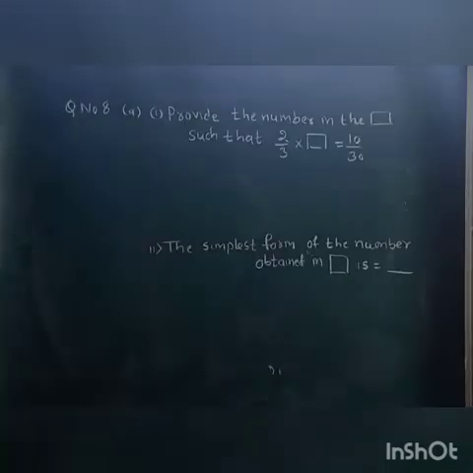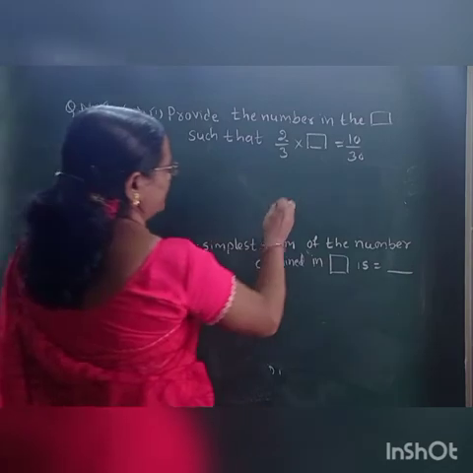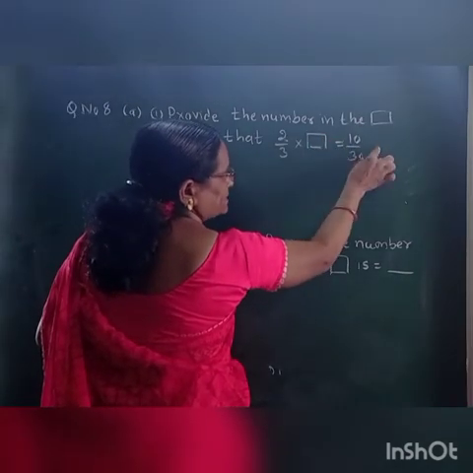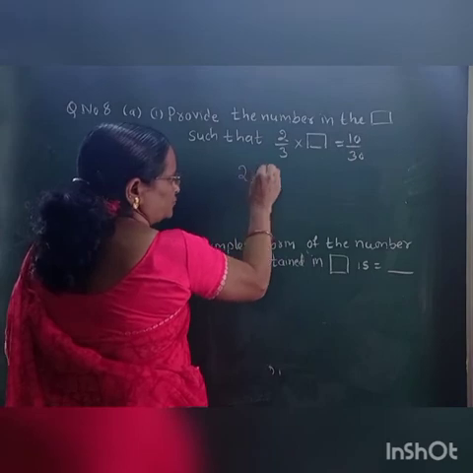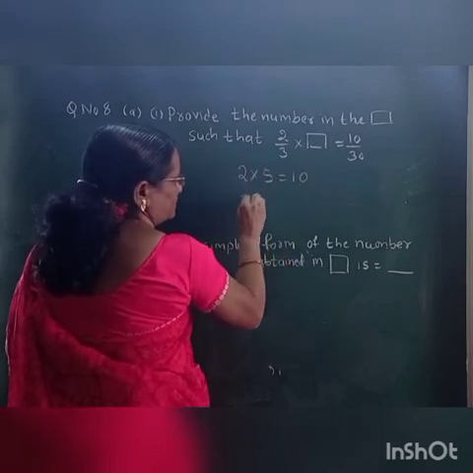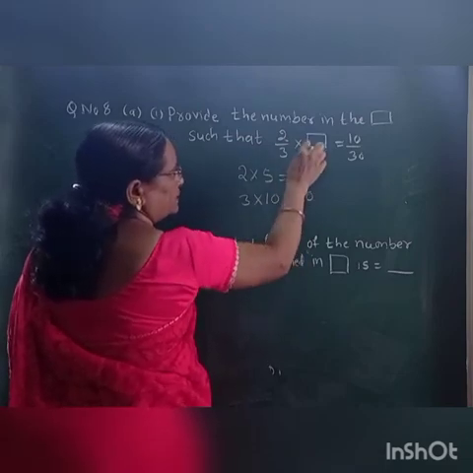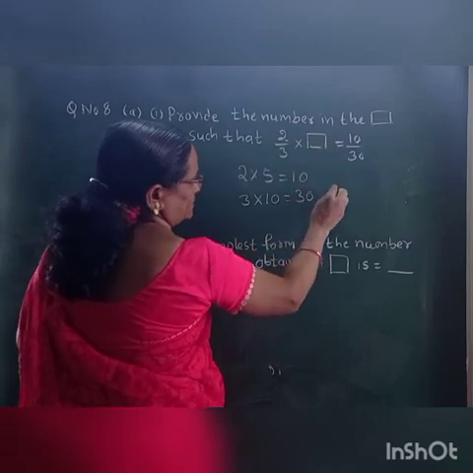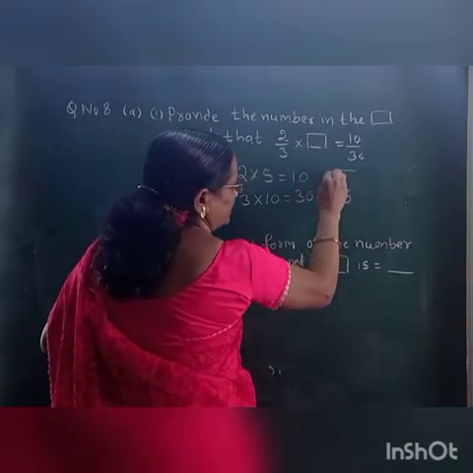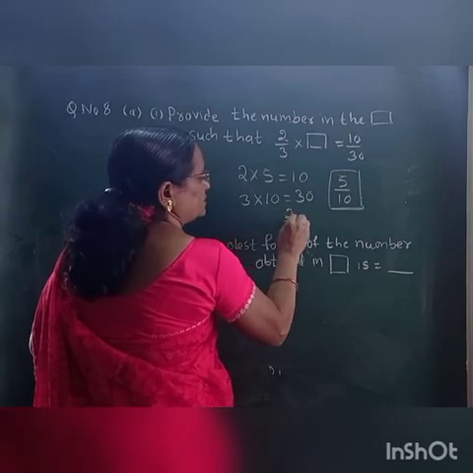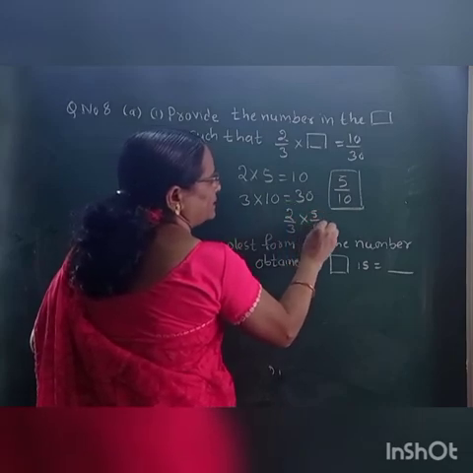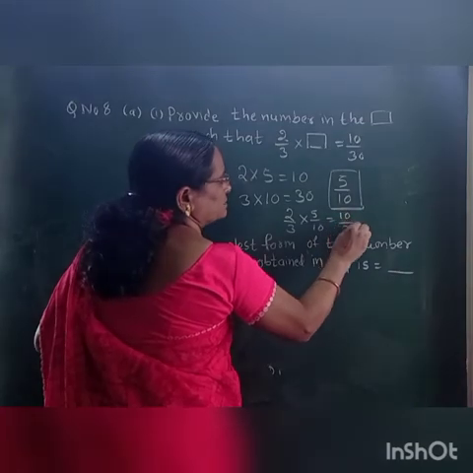Question number 8. Provide the number in the box such that 2 by 3 into box is equal to 10 by 30. Here in the gap, which number should be there, we have to find. See here. 2 into which number is 10? 2 into 5 is 10. Okay. Then 3 into 10. 3 tens are 30. So here 5 by 10 is the answer. If 5 by 10 is in the box, then we will get 2 by 3 into 5 by 10 is equal to 10 by 30.